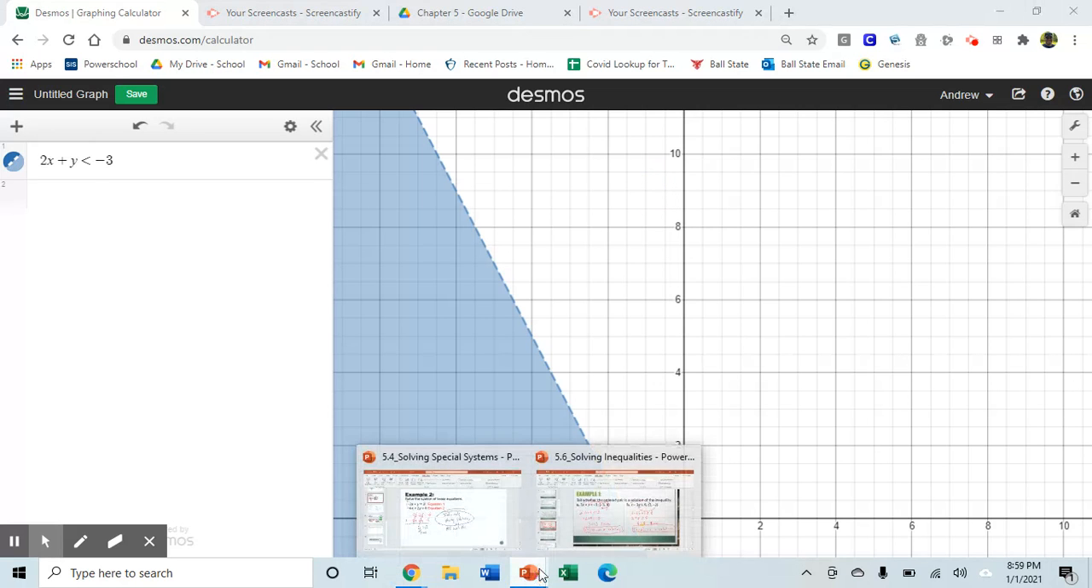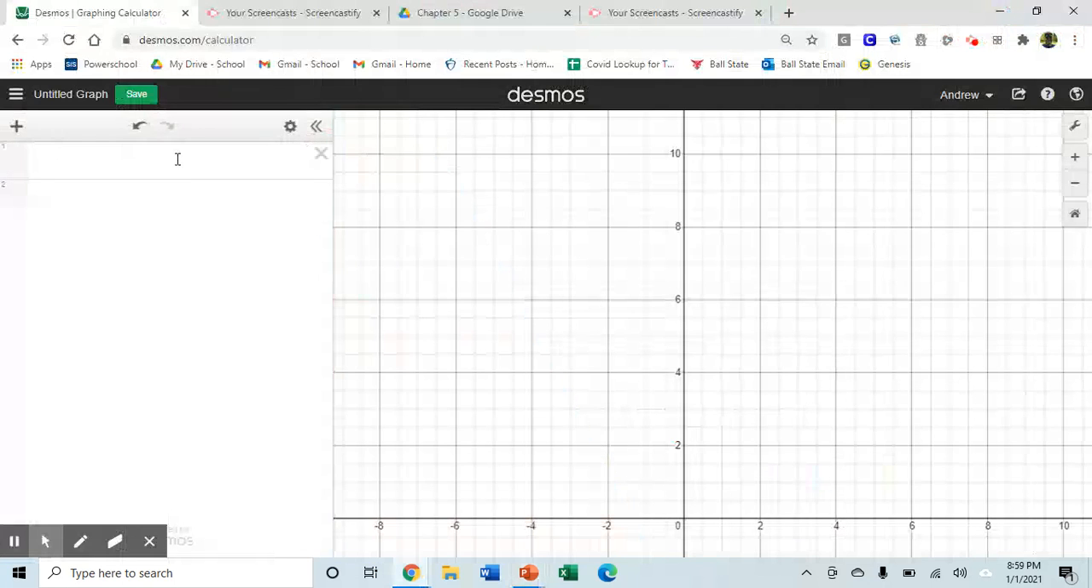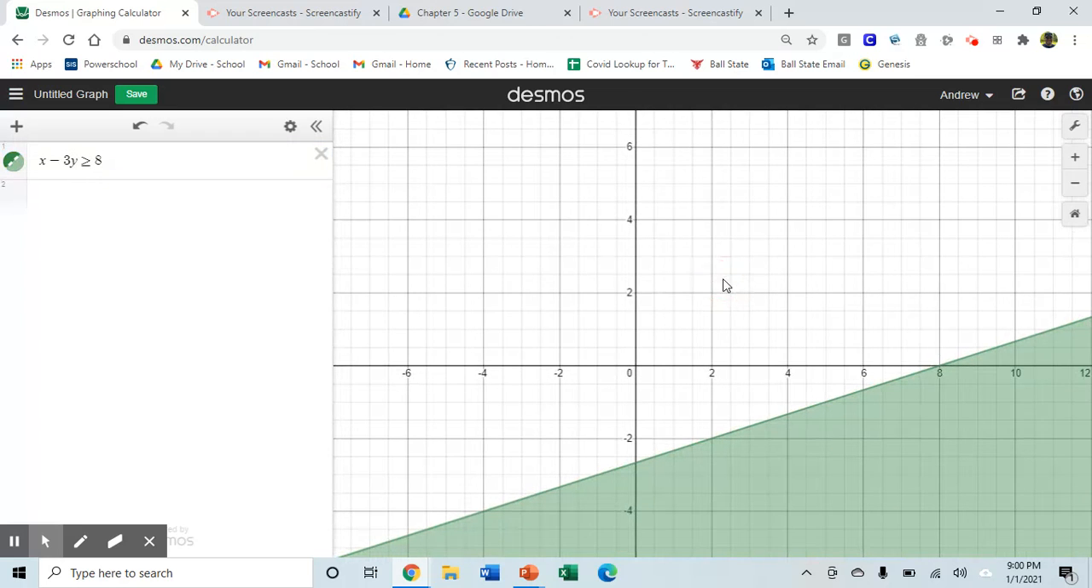Okay? We can do the same thing for our second graph. x minus 3y is greater than or equal to 8. And if I look at that graph, and in that graph I looked at the point 2, negative 2, notice that the point 2, negative 2 is exactly on that line. It's exactly on that line, and therefore it is a solution.